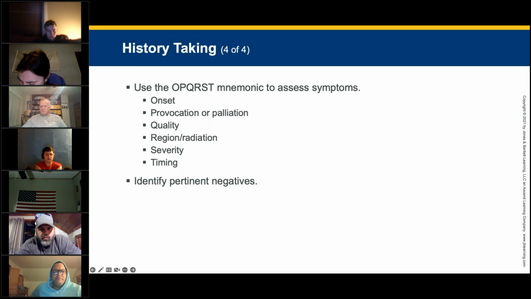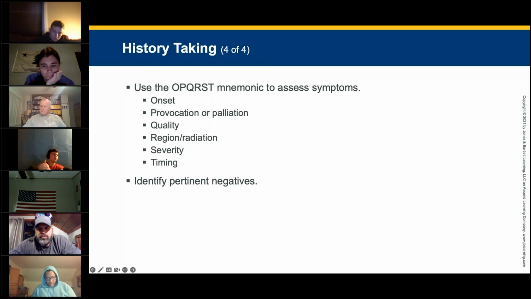Identify pertinent negatives. Pertinent negatives are things that you would ask. For example, if a patient's having chest pain, you'd want to ask them, do you also have difficulty breathing? That's a pertinent negative. It's pertinent to the patient, so you'd want to ask it to verify that it's not going on. The definition of a pertinent negative is a negative finding that warrants no care or intervention.